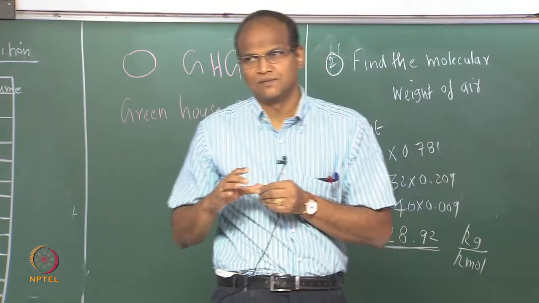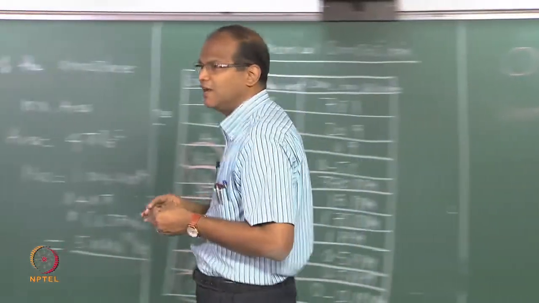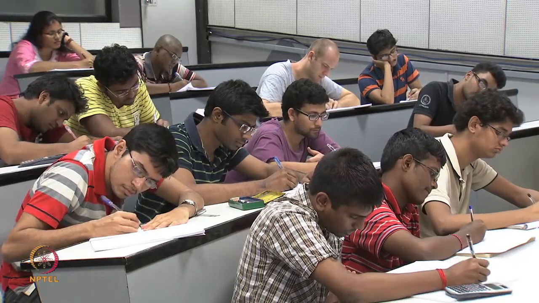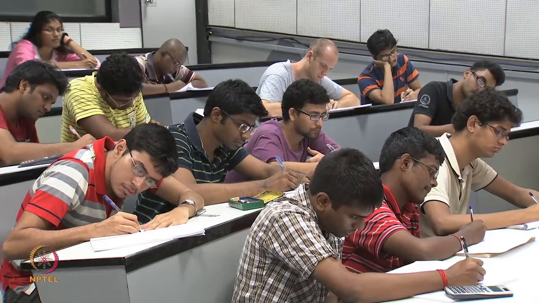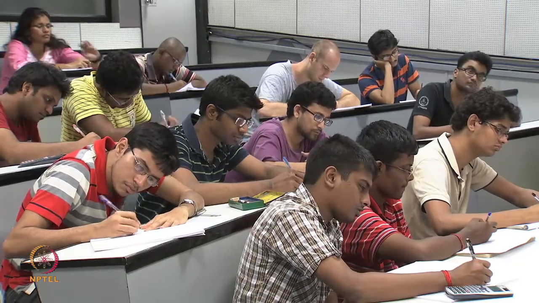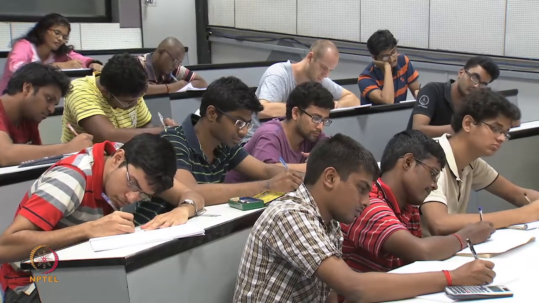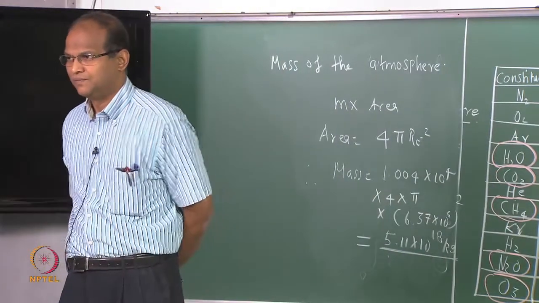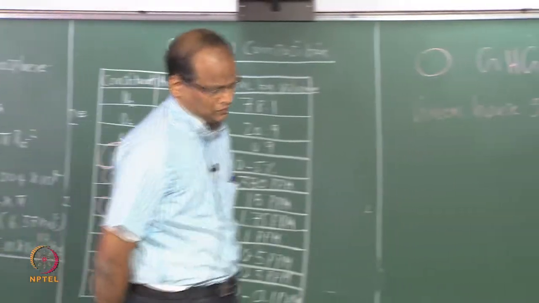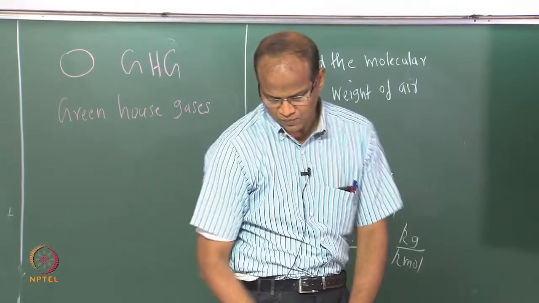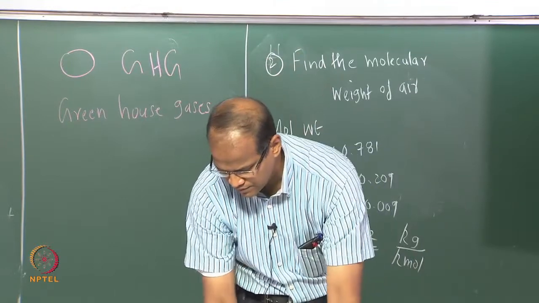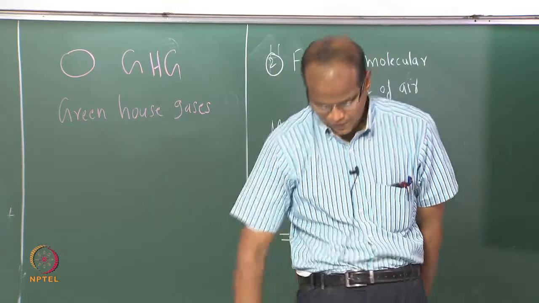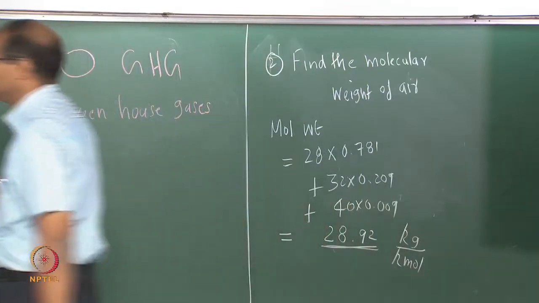Convert the volumetric analysis of the chemical composition of the atmosphere of the Earth, right. Convert the volumetric analysis of the Earth's atmosphere to a gravimetric analysis, that is, instead of volume basis you have mass basis. Can you do this? Please do it. That is problem number 3.